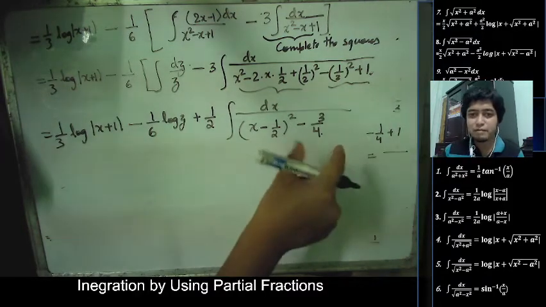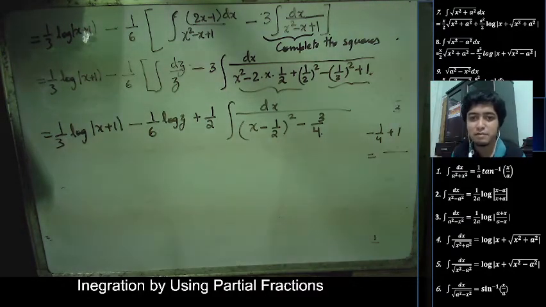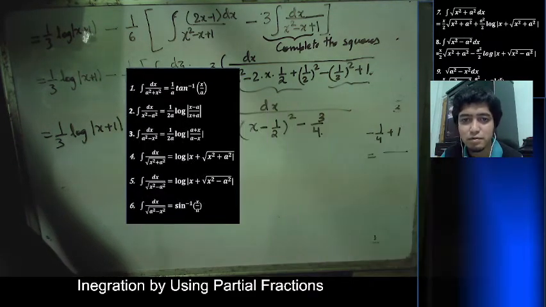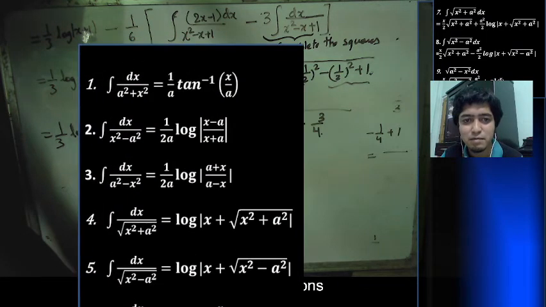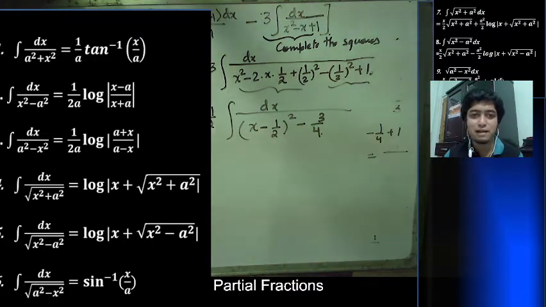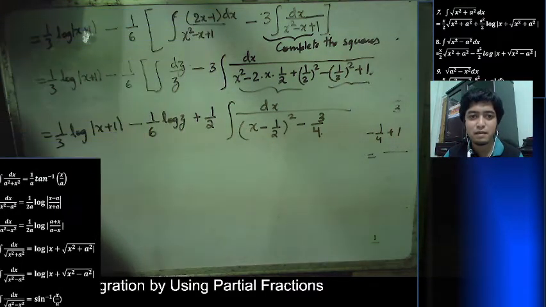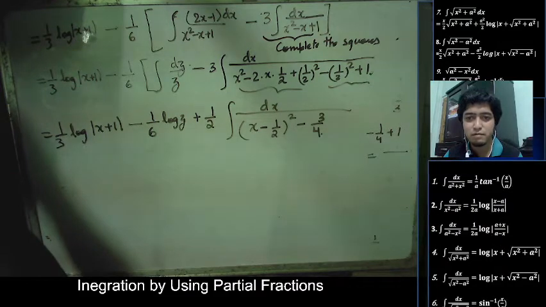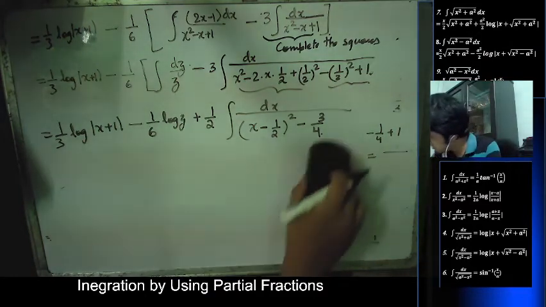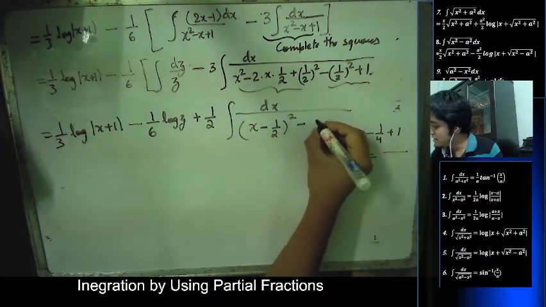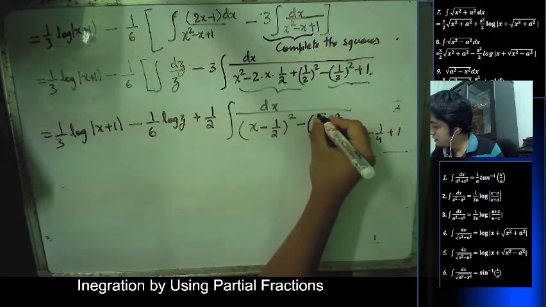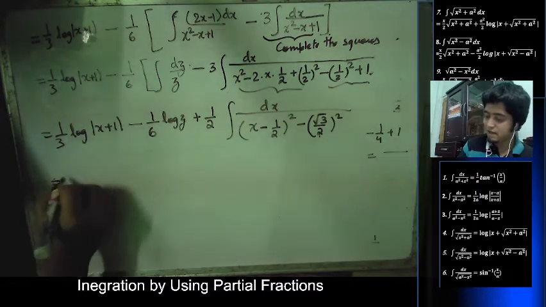But now we will have to use the standard integrals. If you check, it is similar to number 2, x squared minus a squared. So what will we do now? This is already a square, so we have to express this one as a square. So we can write it as square root 3 by 2 whole thing square. Okay, so this is what we are having.